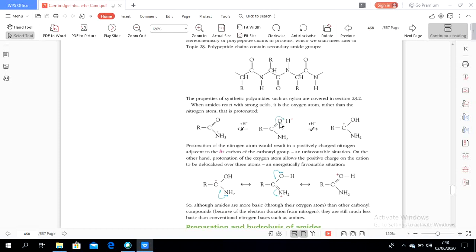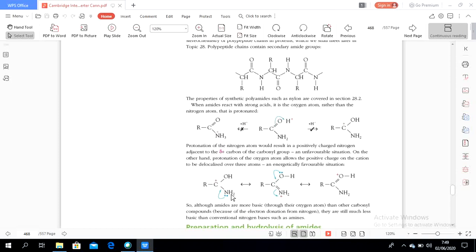The electron between the carbon and oxygen is given to the hydrogen ion. That makes the structure become R, C, OH and NH2, and the C becomes delta positive. Protonation of the nitrogen atom would result in a positively charged nitrogen adjacent to the delta-positive carbon of the carbonyl group, an unfavorable situation. On the other hand, protonation of the oxygen atom allows the positive charge on the cation to be delocalized over 3 atoms, an energetically favorable situation.